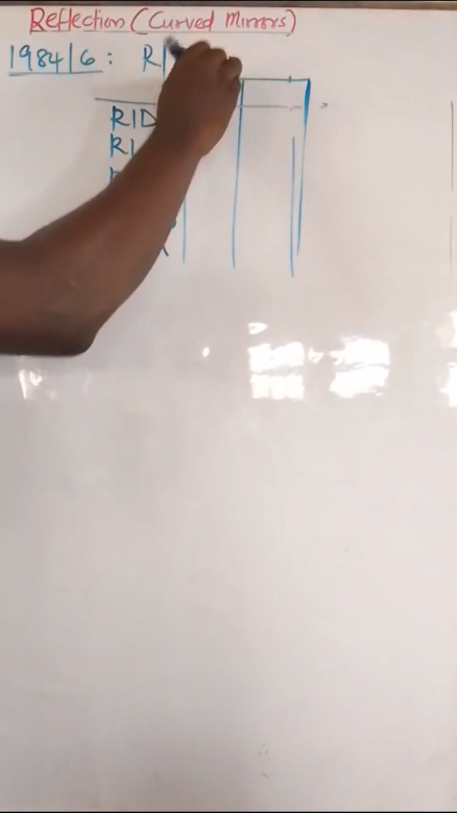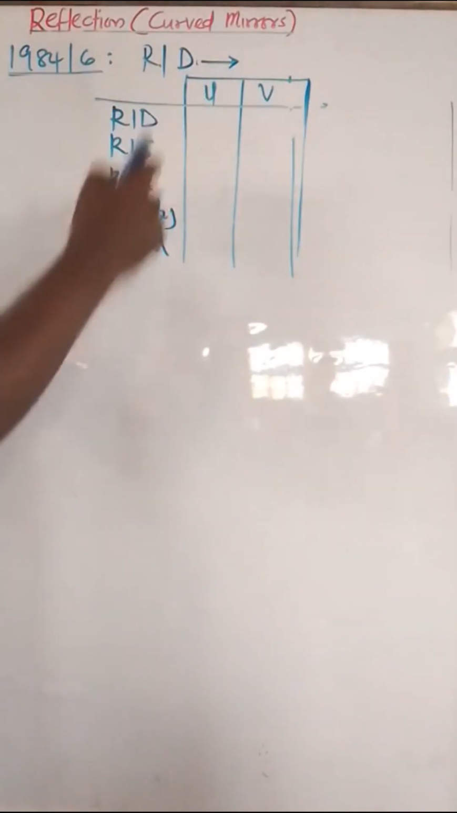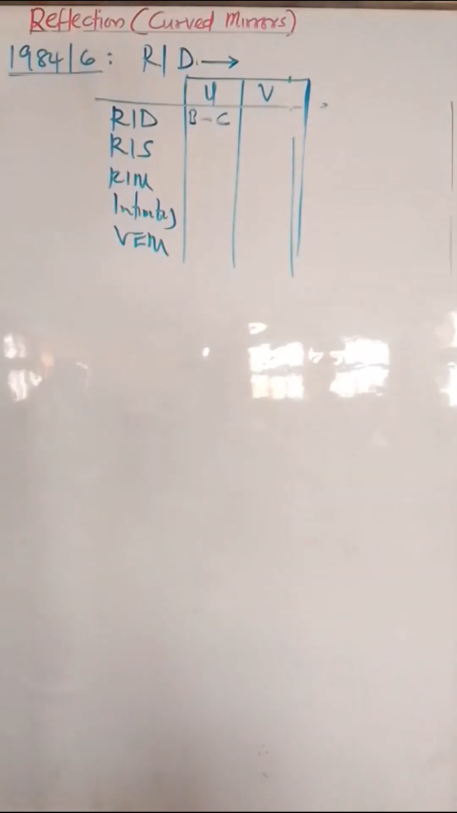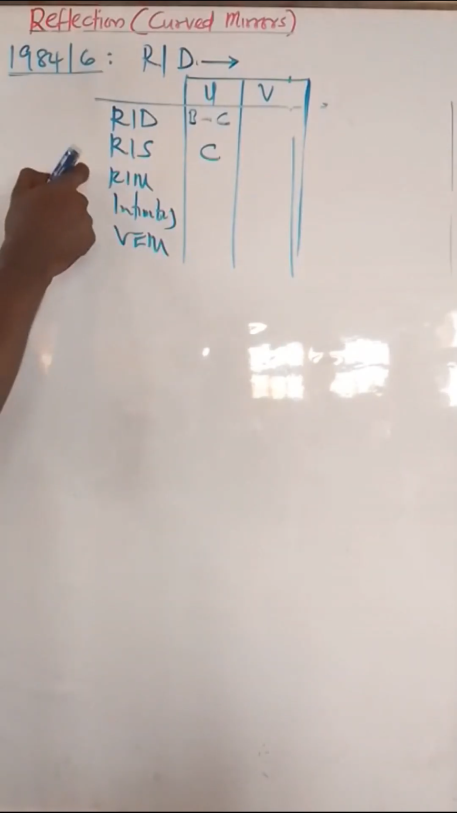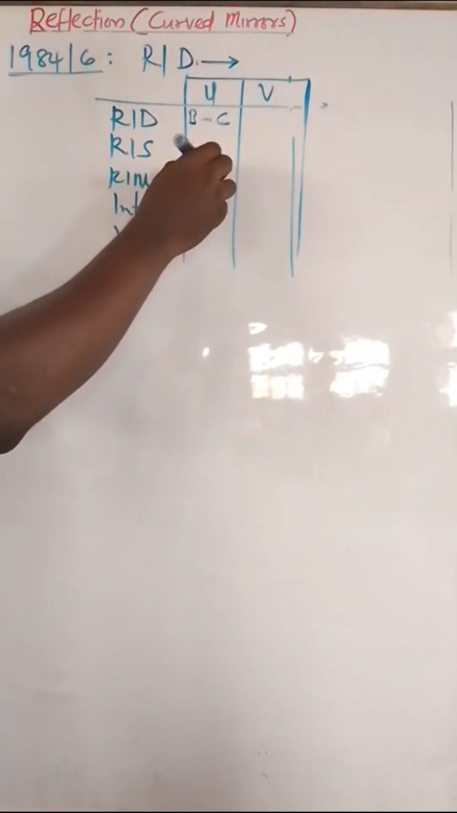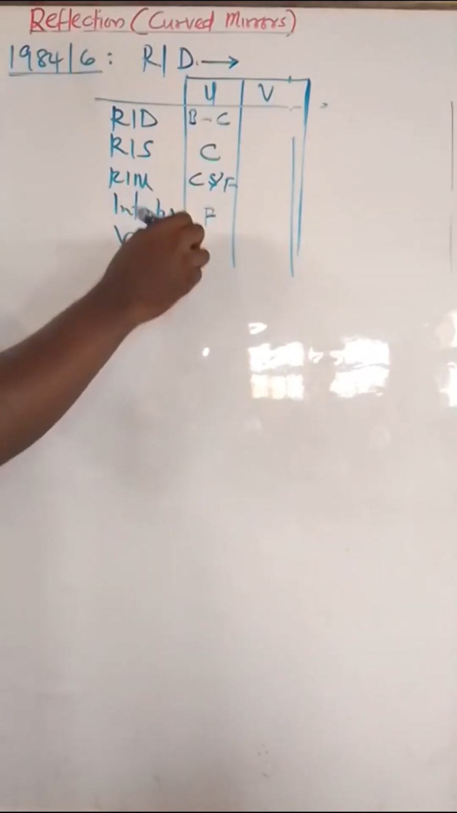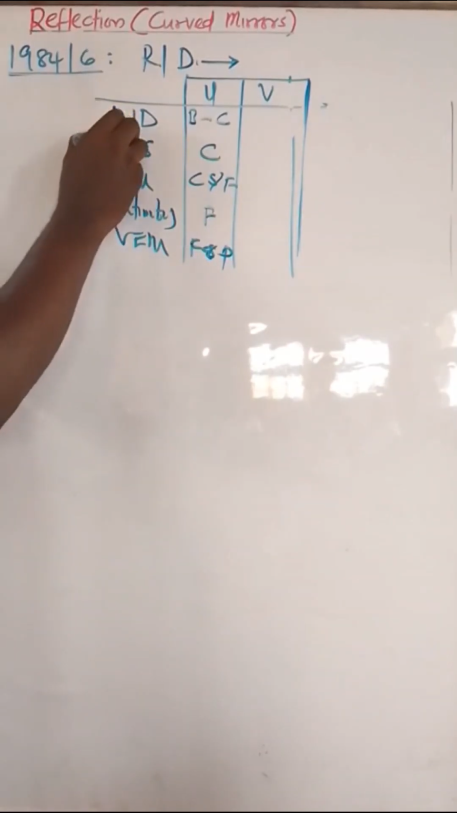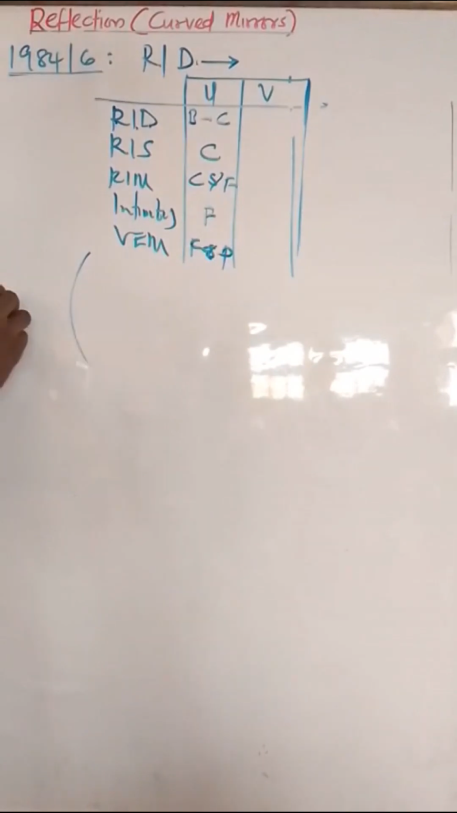Let's say the object distance is U and this one will be V. So we get RID when the object is placed behind the center of curvature. We get RIS if it's on the center of curvature. We get RIM in between the center of curvature and the focal point. Here it is on the focal point. Here, between the focal point and the pole. So to get a real inverted diminished image, it must be behind the center of curvature.